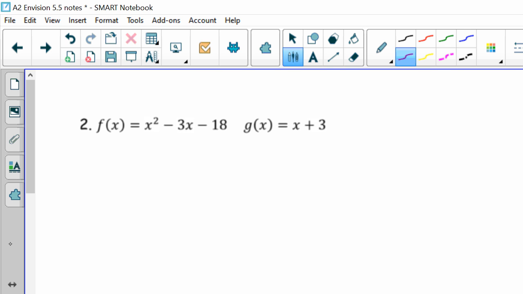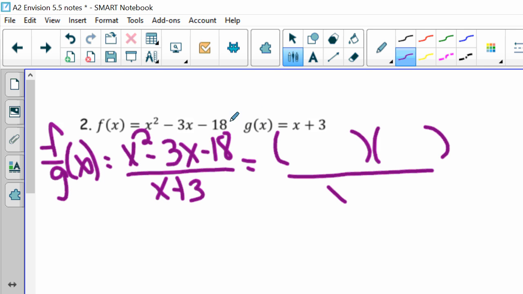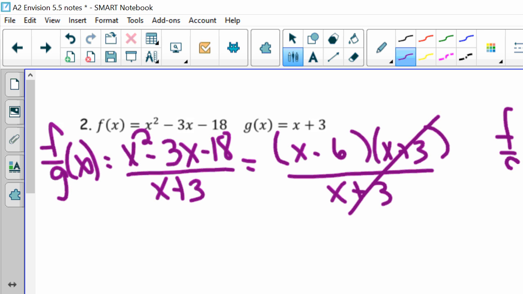Number 2, f of x equals x squared minus 3x minus 18, g of x equals x plus 3. If I want f divided by g of x, on top I would have x squared minus 3x minus 18 over x plus 3. I need to factor the top. This one's going to factor nicely. So x and x, what can I multiply together to get negative 18 but add to get negative 3? That's going to be a negative 6 and a positive 3. X plus 3 is canceled. So f divided by g of x is equal to x minus 6.